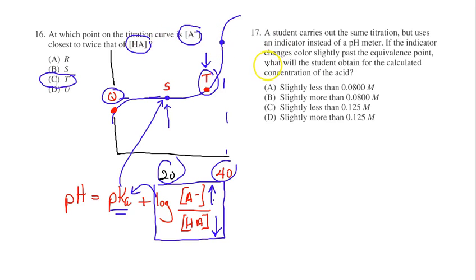Okay, so number 17, a student carries out a titration but uses an indicator instead of a pH meter. If the indicator goes slightly past the equivalence point, now we would love to know exactly where this occurs, but if we went slightly past the equivalence point, maybe we get a volume at the equivalence point that's bigger than it's supposed to be. So the question is, what will the student obtain for the calculated concentration? All right, well, what do we know? We do know that at the equivalence point, as we should be able to identify from our curve, it was 40 milliliters.